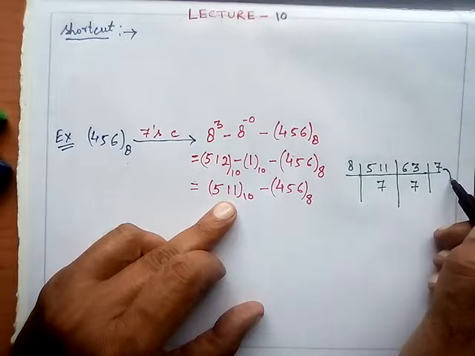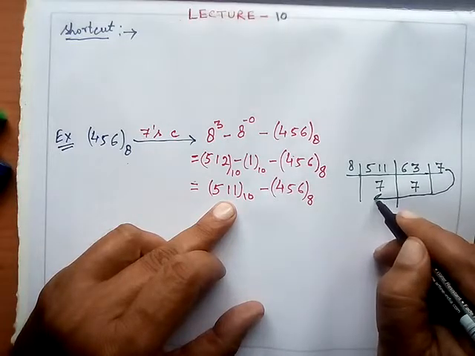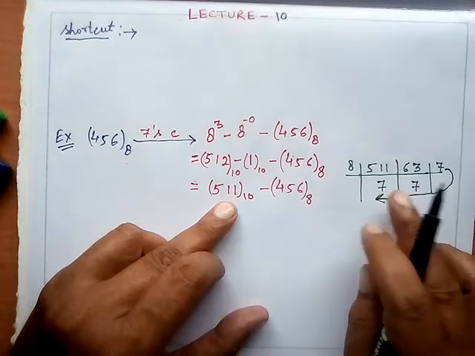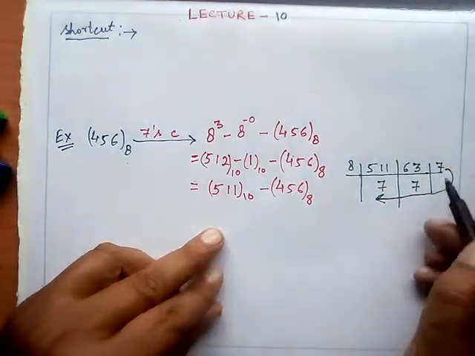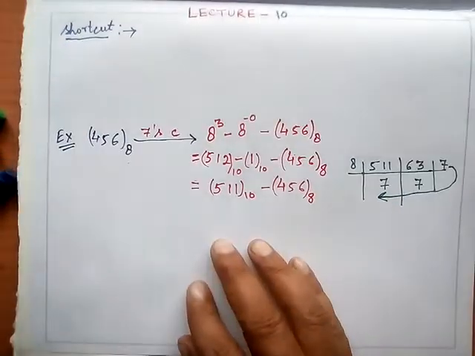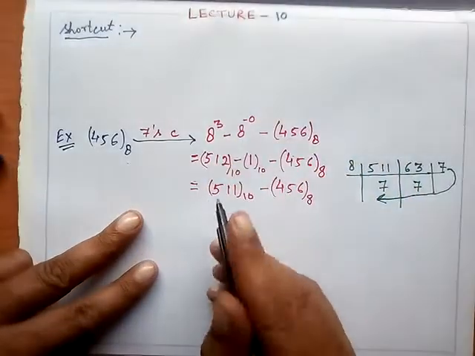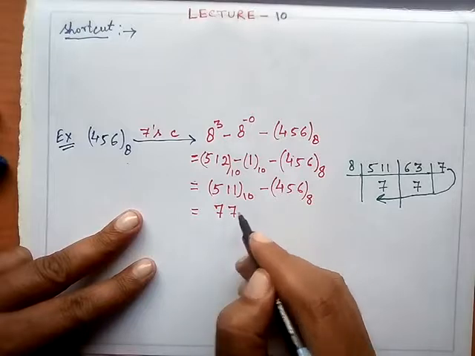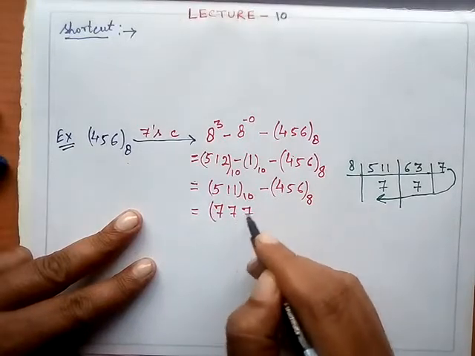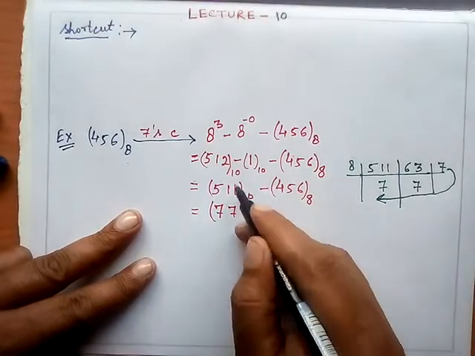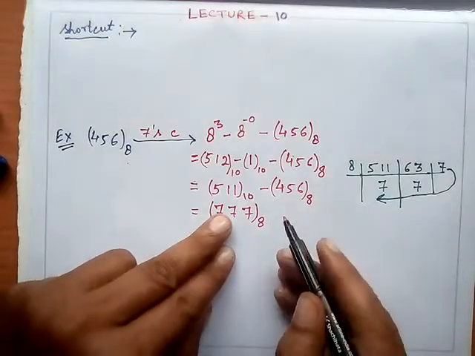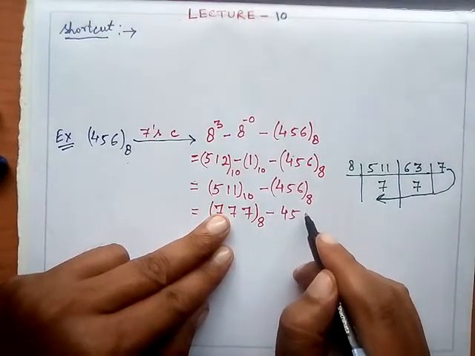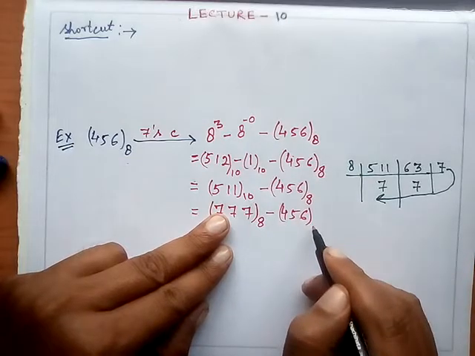Balance is 7. I started from here and move in this direction. The 7 is less than 8, so I stop it here. So the final result is 777. Okay, luckily it is 777. So this means I can say that this is 777 in base 8. 510 is converted into base 8 and this minus 456 in base 8.